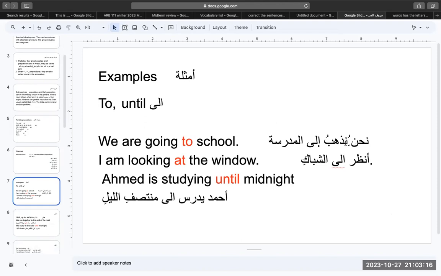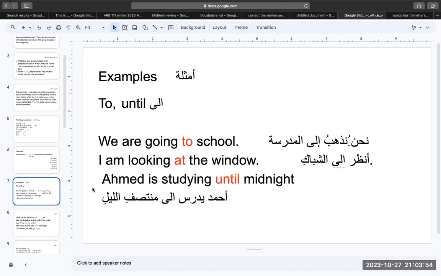نحن نذهب إلى المدرسة. إلى means to. We are going to school. I am looking at the window: أنظر إلى الشباك. إلى here means at. Ahmed is studying until midnight: أحمد يدرس إلى منتصف الليل.